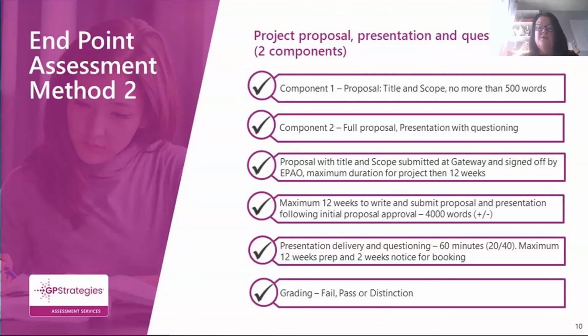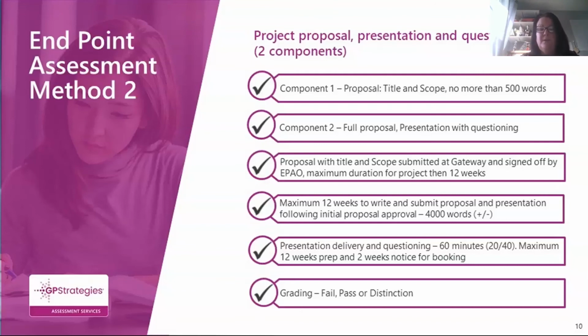Proposal with title and scope submitted at Gateway, signed off by GPSAS, and then the maximum duration for that project to take place is 12 weeks. They're looking at 4,000 words plus or minus 10%. The presentation, delivery and questioning is 60 minutes all in all: 20 minutes for the apprentice to present to the independent assessor, and then there's 40 minutes of questions.